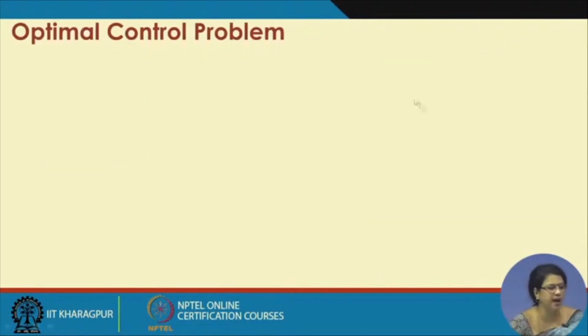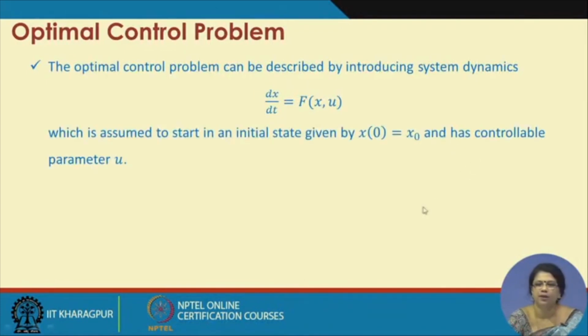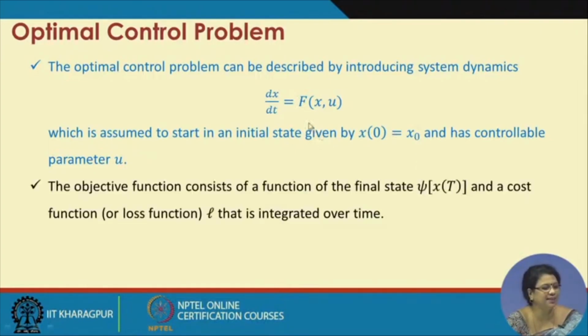Now, the optimal control problem is another kind of problem where we want to optimize the function capital F, where the capital X is connected with a differential equation and u is a parameter which is dependent on t, and L is another cost function that has been given. This is the objective function.